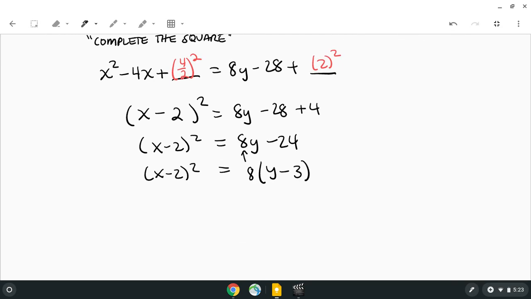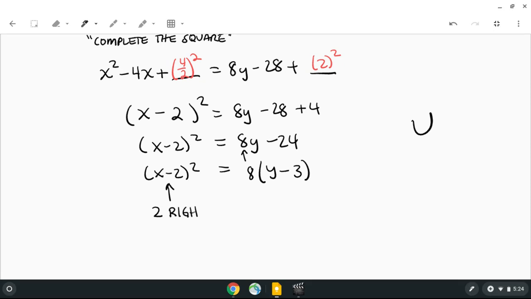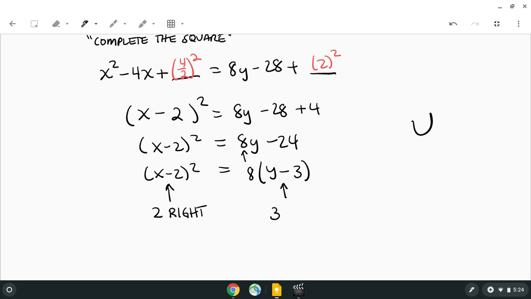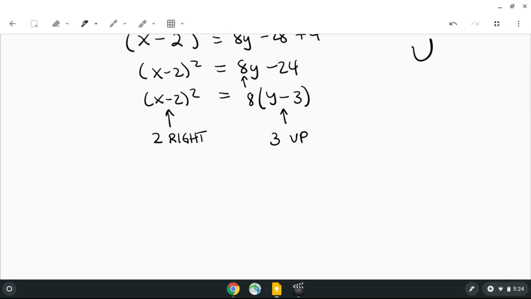So I can see what my shift is going to be. So this is going to be my parabola, and it's going to be the one that opens upward, and the vertex at 0, 0 is going to be shifted 2 units to the right and 3 units up. Okay, so this tells me it's 2 units right, and this here tells me it's 3 units up. Okay, so let's go ahead and graph that.